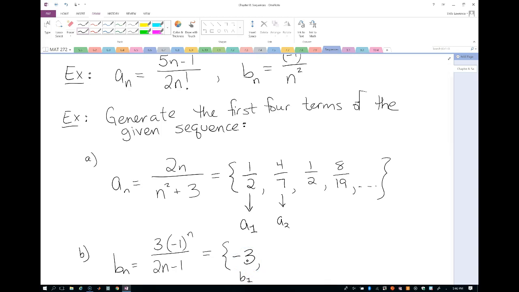If we plug in 2, in the denominator, I get 4 minus 1, which is 3. And negative 1 squared is positive 1. So I get positive 3 over 3, which is 1. That's our b sub 2. If we plug 3 in, we get 5 in the bottom, and negative 1 cubed is negative 1. So we have negative 3 over 5. And then finally, if we plug in 4, negative 1 to the 4th power is a positive 1. So we get 3 over 2 times 4 is 8 minus 1 is 7. So 3/7.